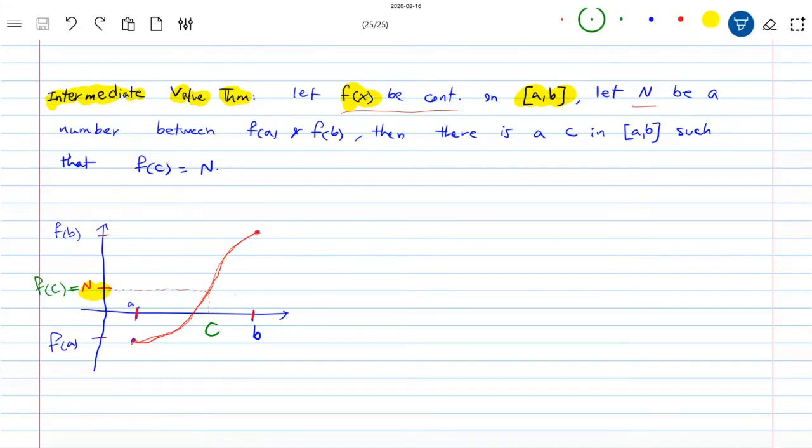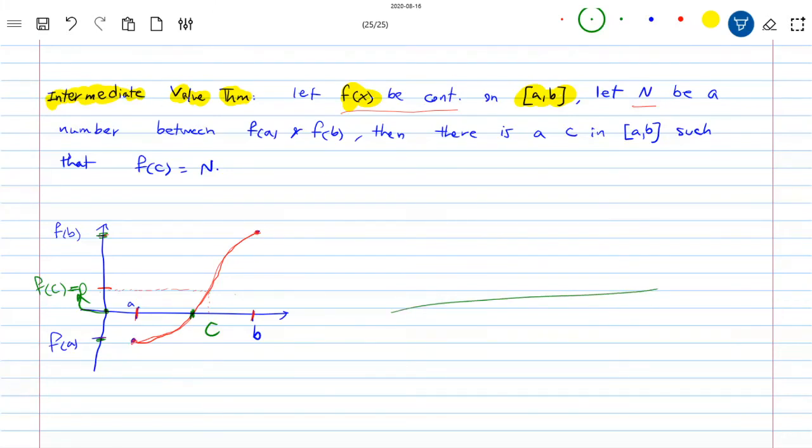And why are we using this? Let's assume that you know that f of b is positive and f of a is negative. And I'm going to pick this n to be 0. That means I know there is a point where the function has a y value of 0. And where is that point? Somewhere when it crosses the x-axis. So as long as I know I have a y value positive and a y value negative at the endpoints, I know there must be a point in between a and b where the value of the function is 0, since the function has to cross the x-axis.